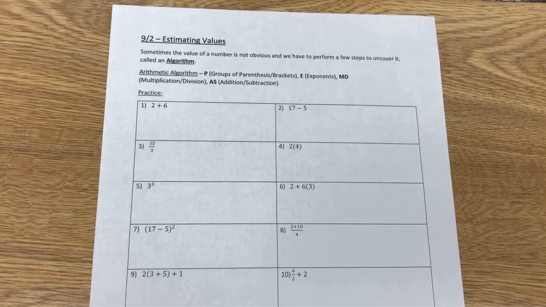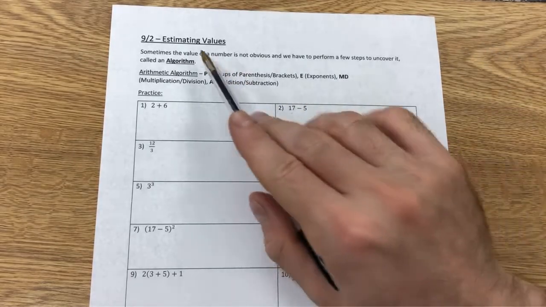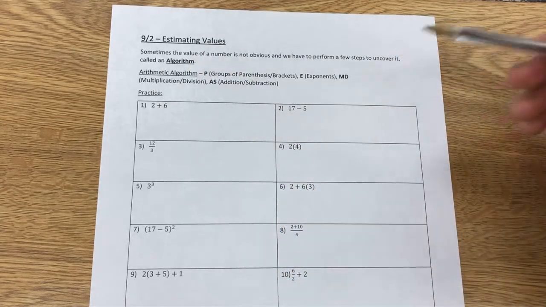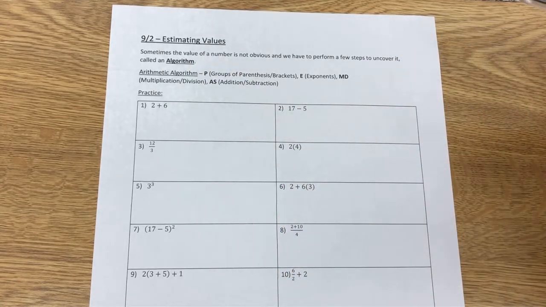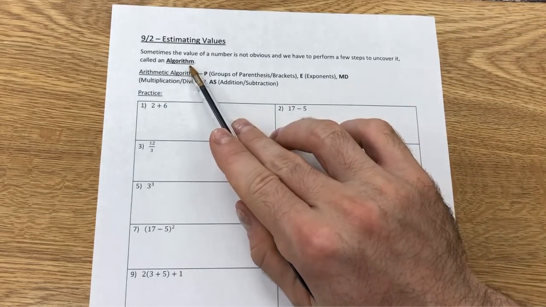So today we're going to be estimating values. Now this is going to be an example of how we're going to go through class this year. So this should be a review for most of you. Sometimes the value of a number is not obvious and we have to perform a few steps to uncover what it actually is. And these steps are going to be what we call an algorithm.